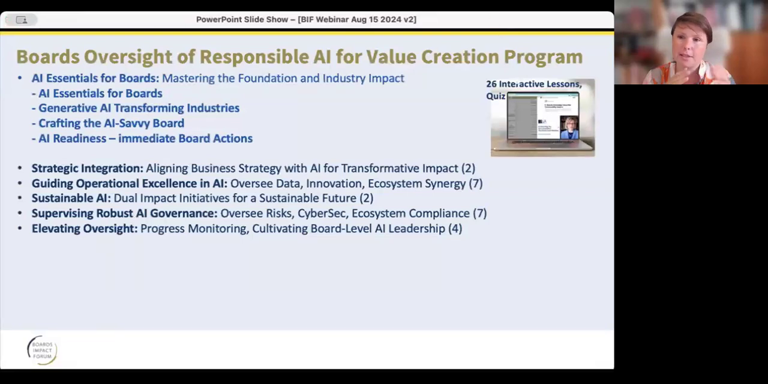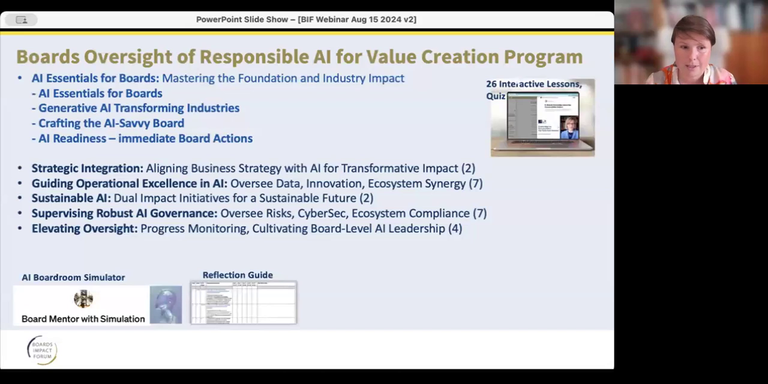So, just to explain a bit what is happening to make it very clear. This session and the next session on the 29th are introduction sessions to our program, Boards of Oversight of Responsible AI for Value Creation, that is run here at Boards Impact Forum. At the moment, we have already opened the learning platform. You have access there to the light blue AI Essentials for Boards. That module is already open in the platform. And moving forward, we are going to look at strategic integration, guiding operational excellence in AI, sustainable AI, supervising robust AI governance, and elevating oversight.